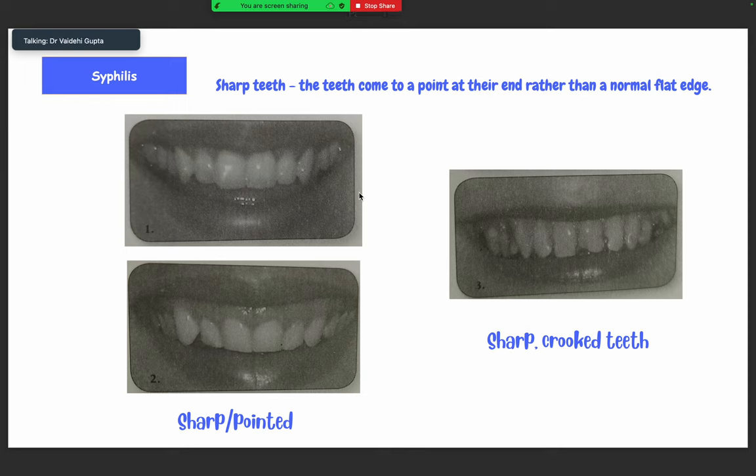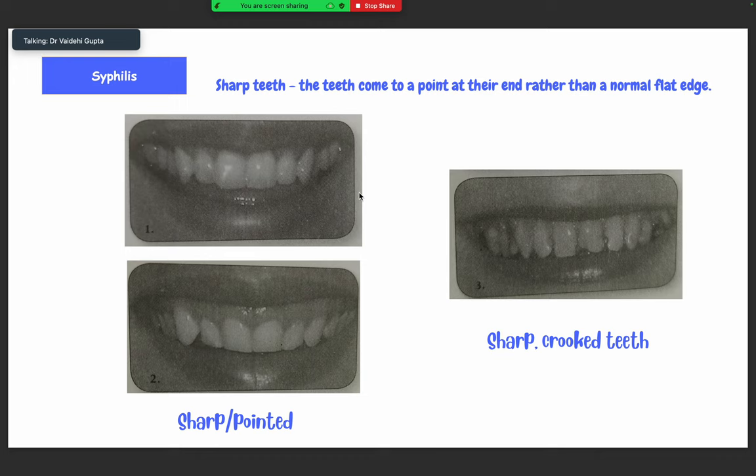Also sharp teeth. The teeth come to a point at their end rather than the normal flat edge. Normally the teeth are flat in the edge, but when they are pointed or sharp, they are considered in syphilis. Like in the first structure we can see, both the canines are pointed. In the second one the canine is prominent, while in the third one it is sharp and crooked.